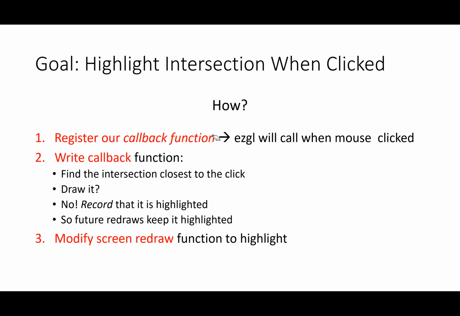Then step two, we have to actually write that callback function. It has to find the intersection closest to the click. We talked about, could we draw it? We could, but that's not really going to work properly because it won't be persistent, it won't stay highlighted. So we want to record that it's highlighted, and we have to record that in a global variable. And then we have to modify our screen redraw function to look at this global variable that says, are you highlighted or not? Does that make sense?